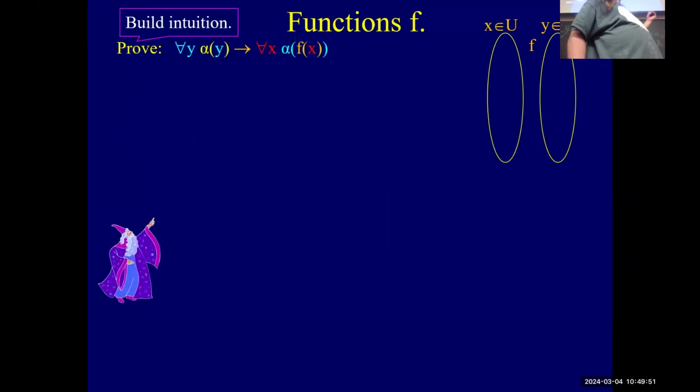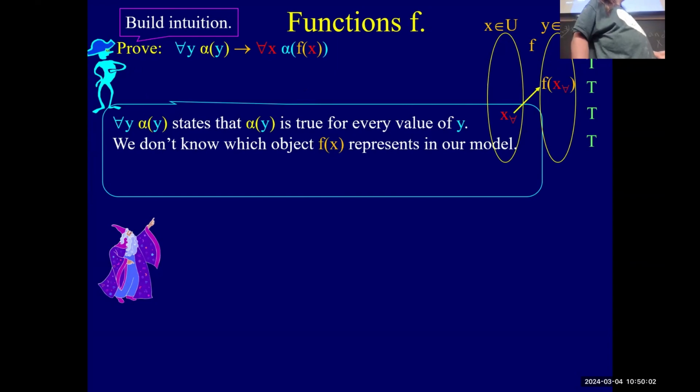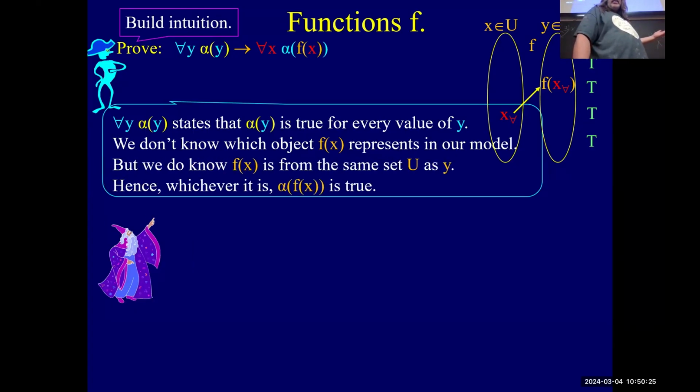Anyway, let's get some intuition here. This says alpha is always true, right? So if alpha is always true, then if you give me an x and I map it over to something, what is f of x? F of x is just some object. If x is an object, f of x is an object from the same universe. And since alpha is true for every object in the universe, it's true for my f of x. Does that make sense?